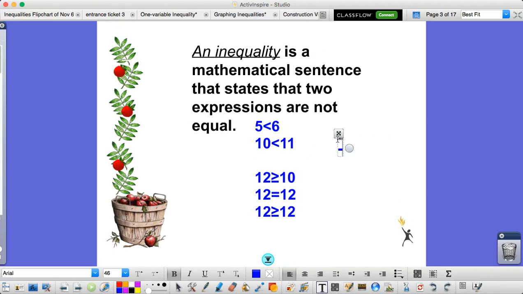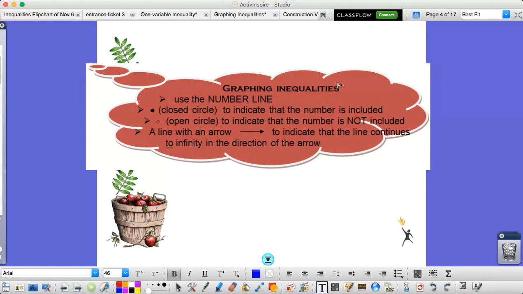And just remember that any negative is always smaller than a positive. Any positive is greater than a negative. All right. So when you're graphing these things, which is in your packet, the first page and the second page.